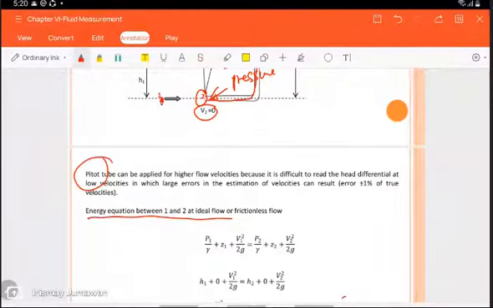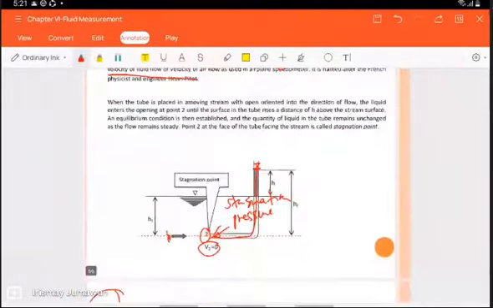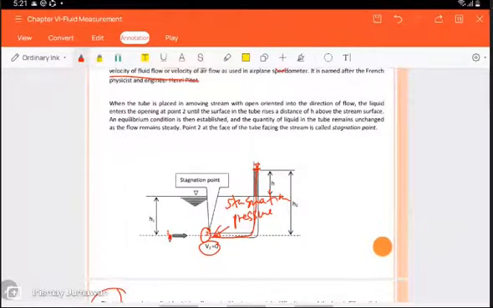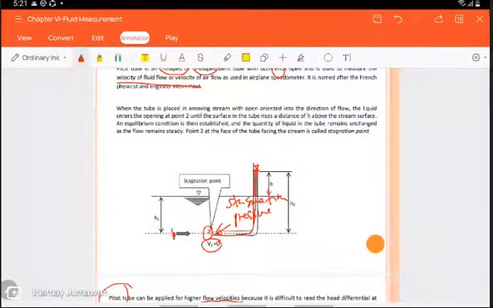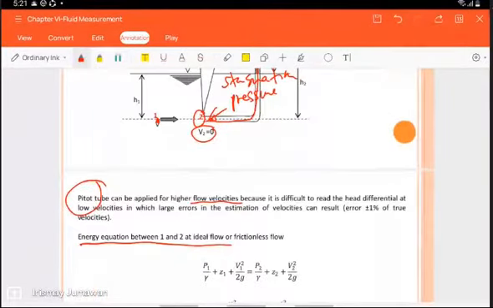Again, this Pitot tube is used only for higher velocities, because at low velocities you can hardly estimate the head. If the flow is low, the velocity is also low, so it's not easy to determine the head of the device. So you have to use this one at higher velocities.